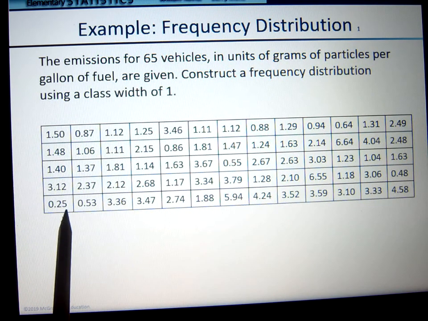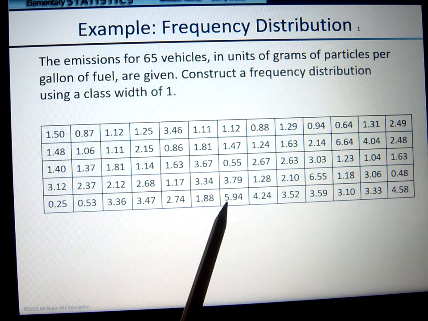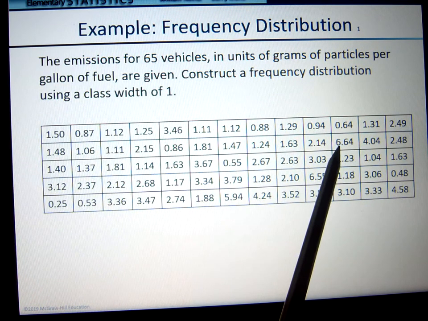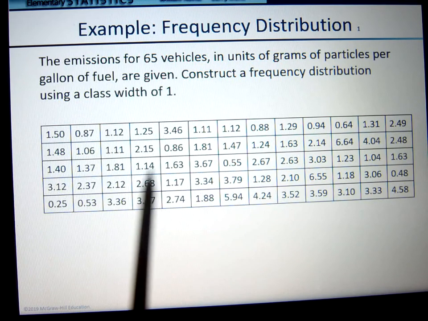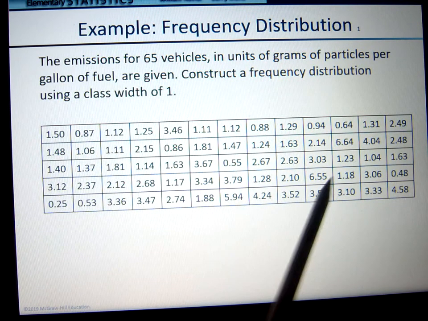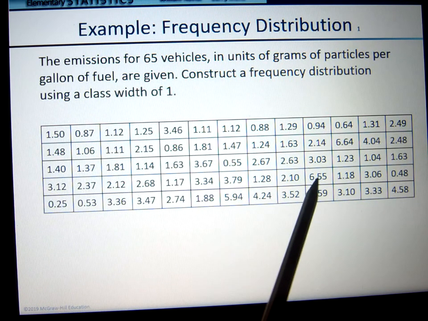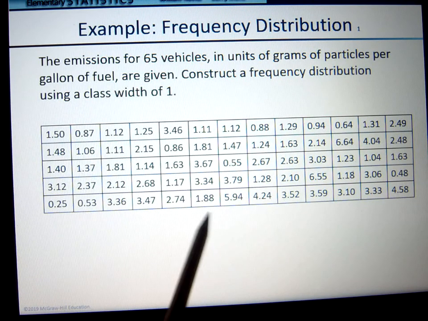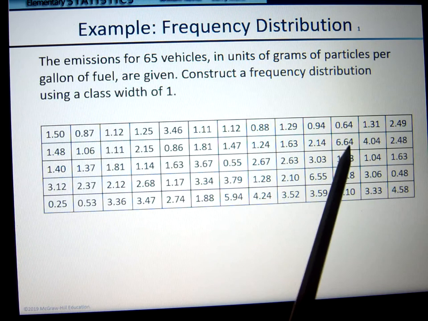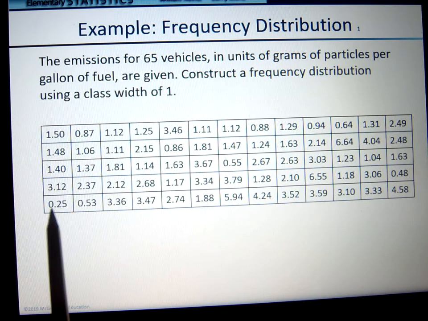And then I want to take a look at my largest number, and I see a 5.94 here, 6.64. Anything bigger than 6.64? Let's take a look through here and check it out. Anything bigger than 6.64? No, this is 6.55. Still smaller. Okay, no. So my highest one is 6.64 and my lowest one is 0.25 if I didn't make an error.